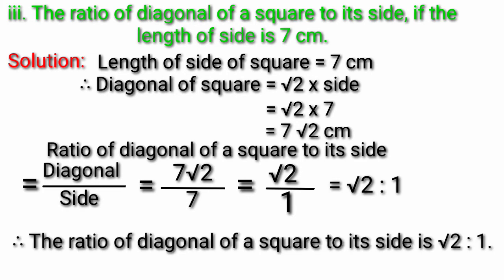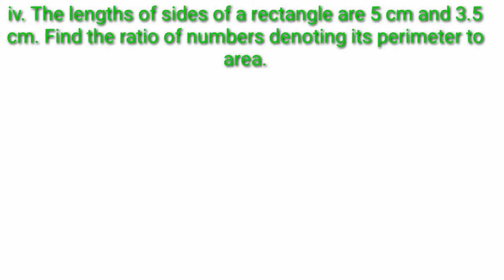Therefore, the ratio of diagonal of square to its side is root 2 is to 1. Fourth, the lengths of sides of a rectangle are 5 cm and 3.5 cm. Find the ratio of numbers denoting its perimeter to area.